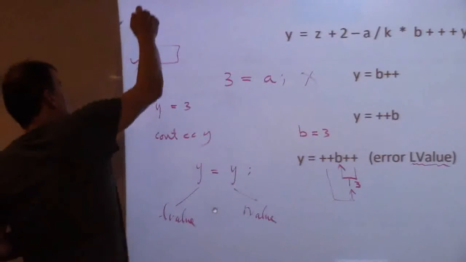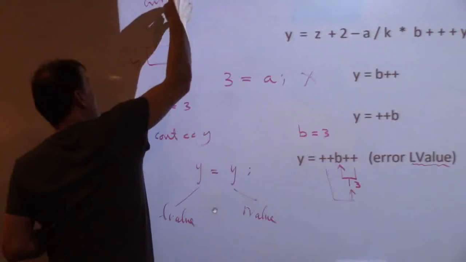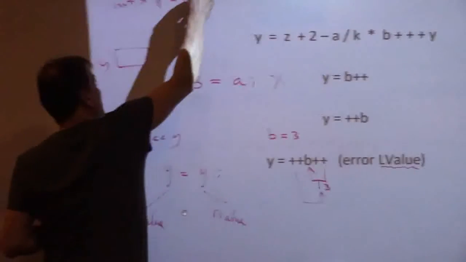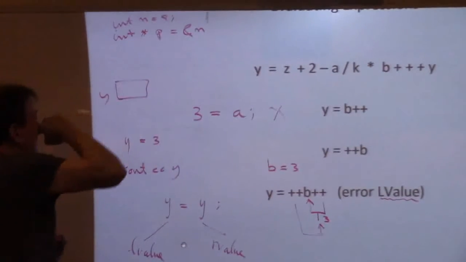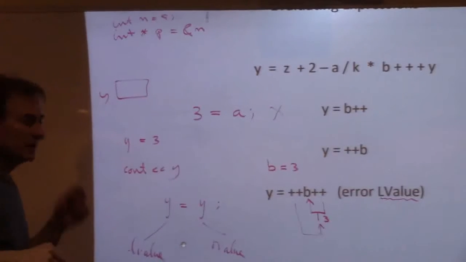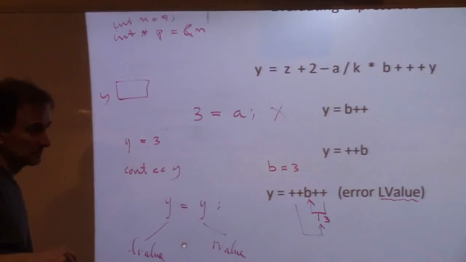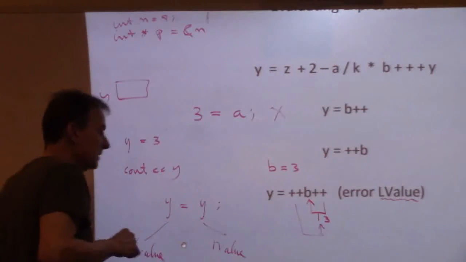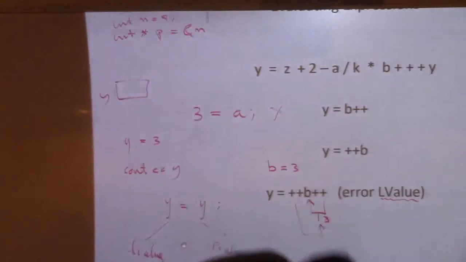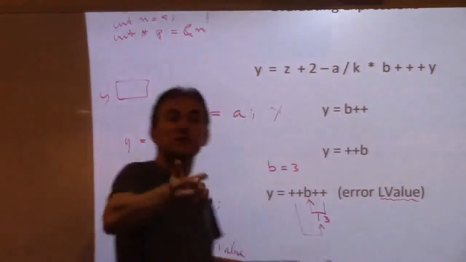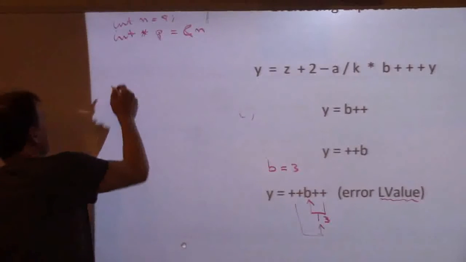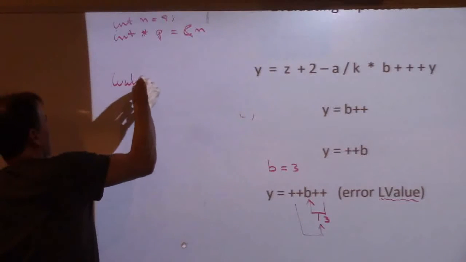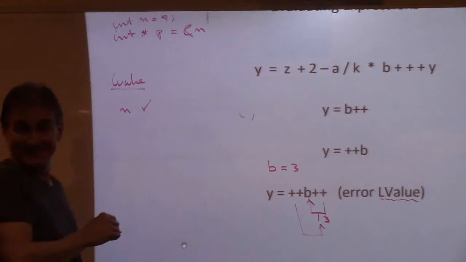So, if I say int pointer p is equal to the address of n, and int n is equal to 8, does n have an L value? Does n have an L value? Yes, it does. That means I can put it on the left side of an assignment. n is equal to 5, right? So n has an L value.